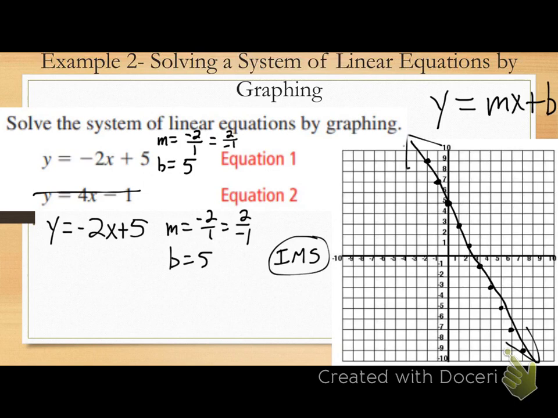Everyone okay with that? I'm looking for the point of intersection. They're intersecting at every single point. These lines go on forever and ever and ever. So I have an infinite number of solutions. You could say all real numbers. Any questions about solving by graphing?